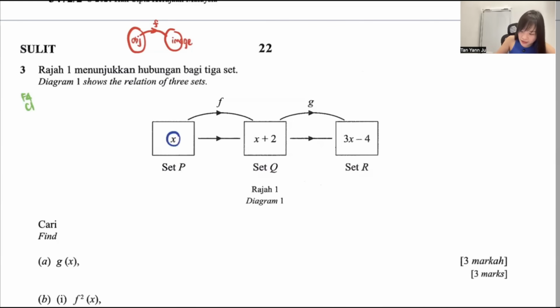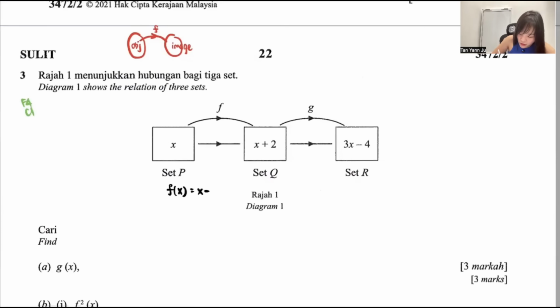So now the starting is x, that is my object. Object you always write inside the bracket. Then you cross a bridge called f. The bridge that you cross, you write in front, with the object in the bracket. After crossing f, x becomes x plus 2. So the first equation is f(x) equals x plus 2. You must be able to write this. If you couldn't write this, you cannot start at all.